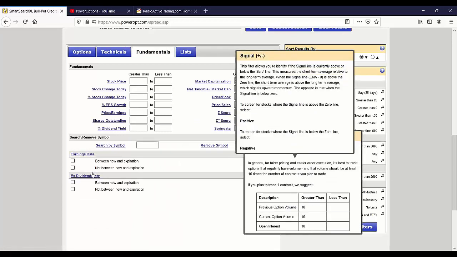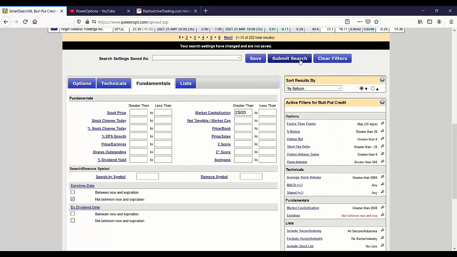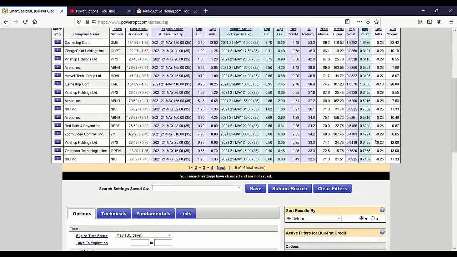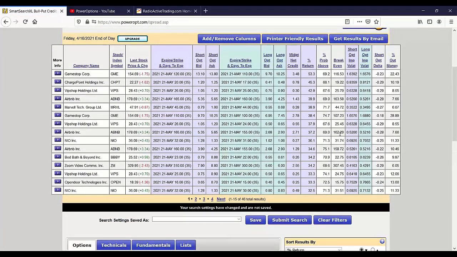So I'm going to go ahead and go to the fundamentals now and remove earnings dates between now and expiration. Just a simple checkbox here. Let's submit that. So we're going to go from 350 I think it was, down to 221, down to 46 total results. That's not bad. And you can now go through and start researching and analyzing these positions.